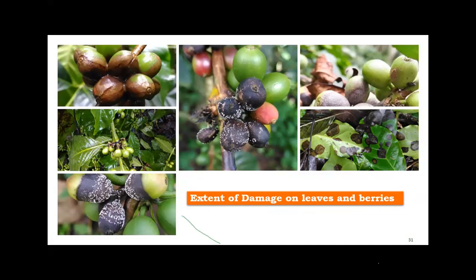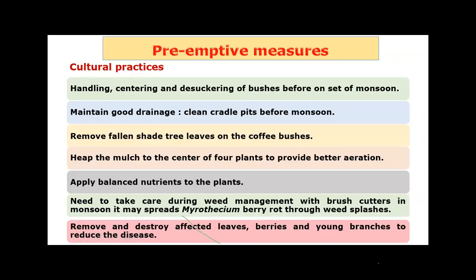And this is the damage of leaves and berries we can see due to erratic rainfall. You can see here this is due to Myrothecium, and here stalk rot. You can see defoliation due to Myrothecium, and this is black rot. If we know that our blocks are endemic to rot diseases, then, as I said, preemptive measures are very, very important to adopt. Mainly cultural practices like handling, centering, and desuckering of the bushes before the onset of monsoon are very important.